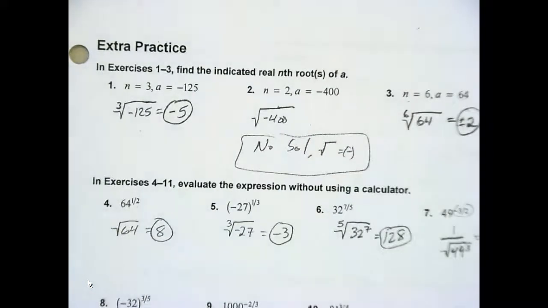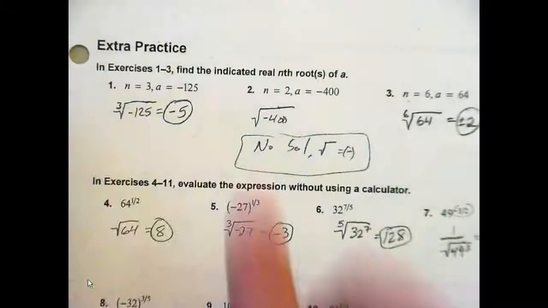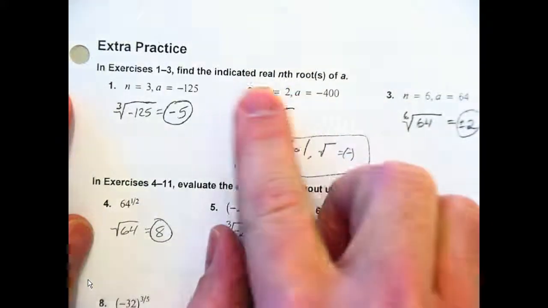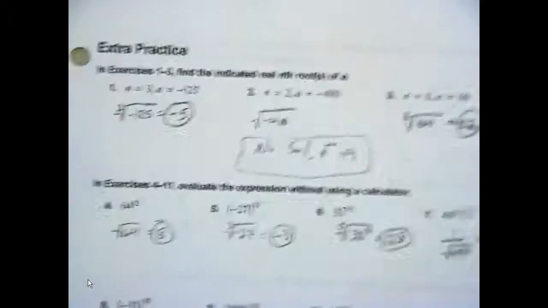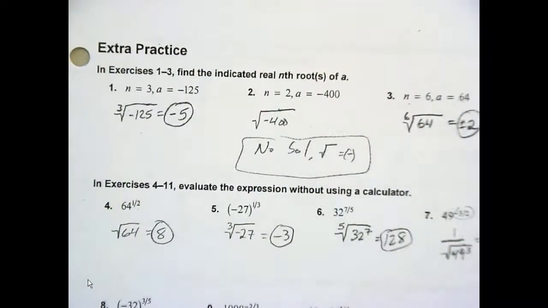All right, ladies and gentlemen, here are the answers. I'm just going to put them up here. We'll talk about them set by set. Number 1 is negative 5. Number 2 is no solution, because you cannot take the root of a negative number and get a real number. They're asking for real. They said find the real nth root. Okay. And number 3 is plus minus 2.